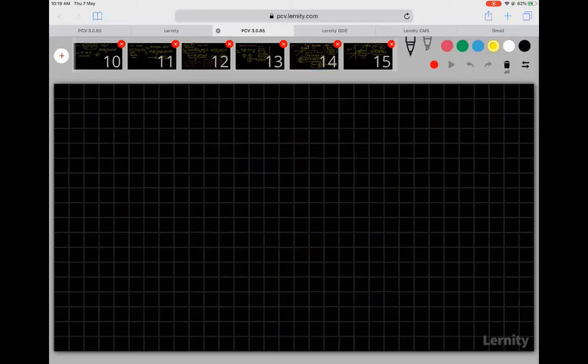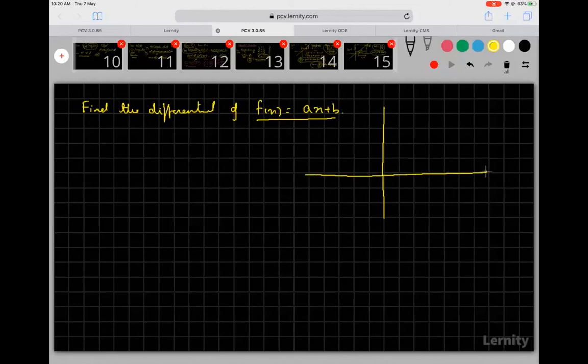Next question that I have for you is this: find the differential of f of x is equal to ax plus b. Now, even though I am asking you only for differential, first thing is, at this stage, whenever somebody gives me a function, I would like to see how that function would look. Now, do you understand that this is a linear graph? So it will look like a straight line.